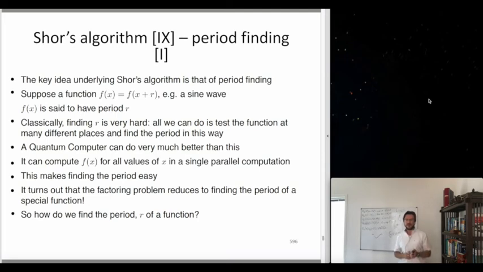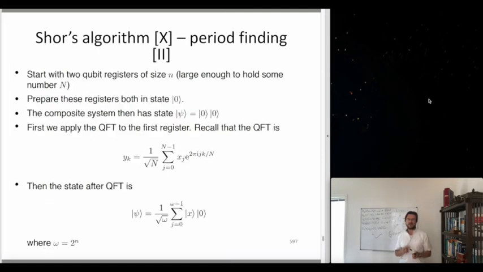So let's look at how we find the period r of a function. We start off with two qubit registers of size n. So remember, we can write them down here, a register of n qubits doing something. And then you have another register, in that case also of size n, so large enough to hold some number of n.